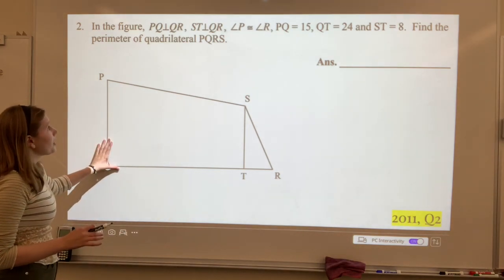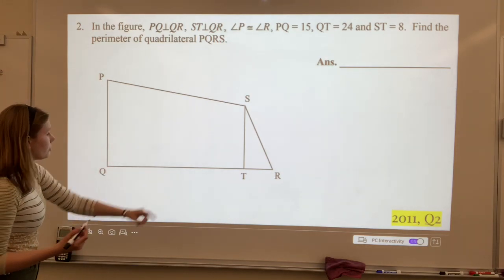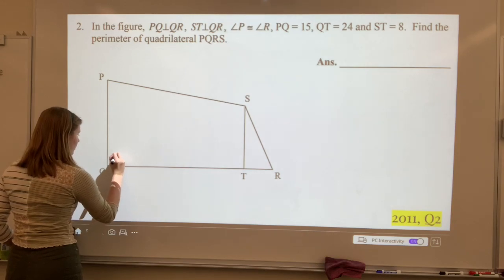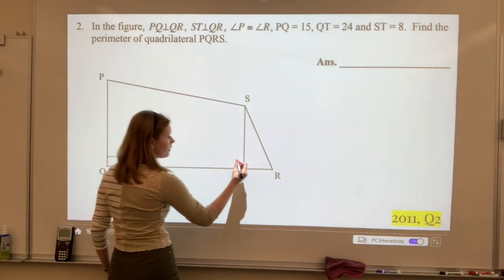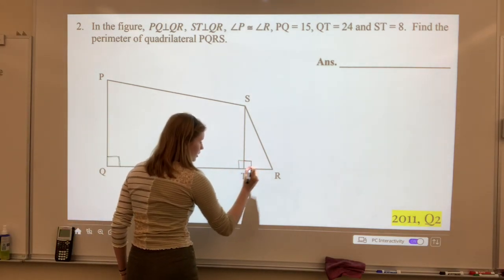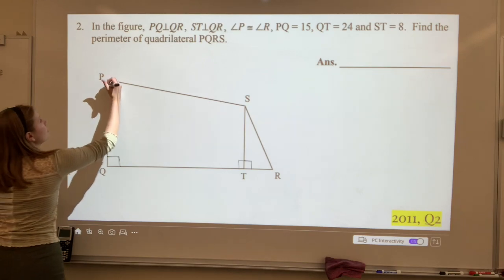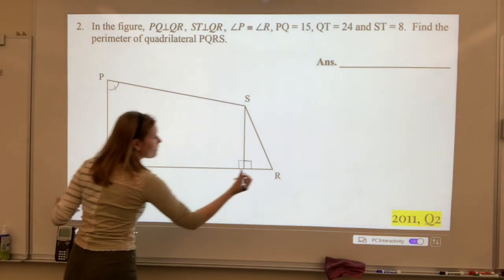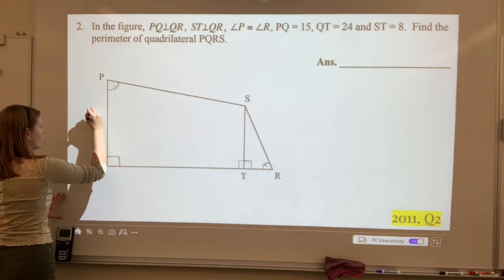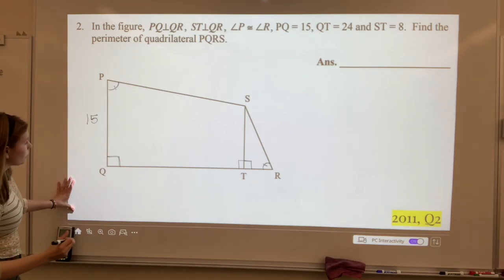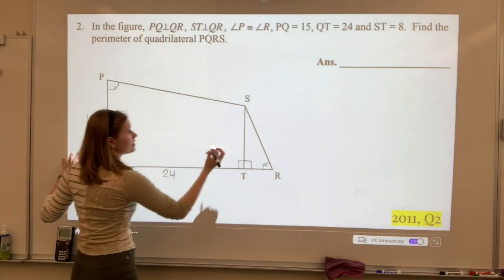First, I'm going to start by putting in what we know. So we know that PQ is perpendicular to QR. So we know that this is a right angle. ST is also perpendicular to QR. So we know that this is a right angle, and I'm just going to put it on both sides. Angle P is equal to angle R. So this and that. PQ is equal to 15. QT is equal to 24. And ST is equal to 8.